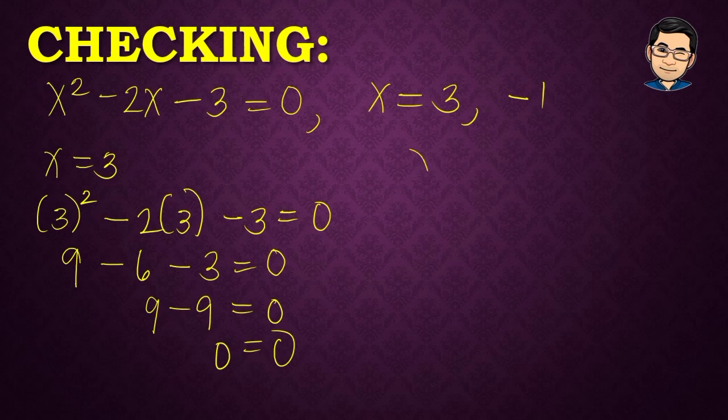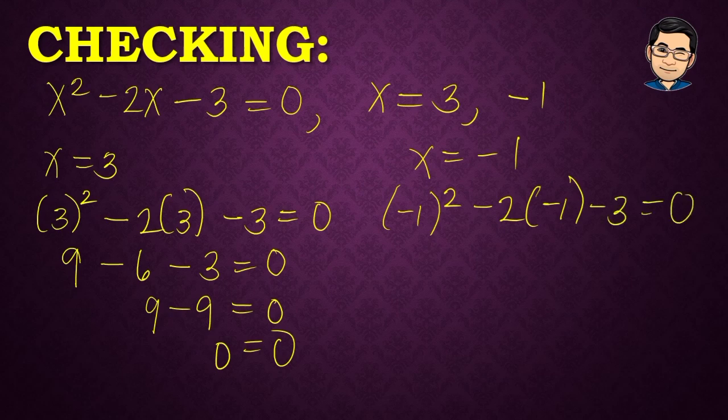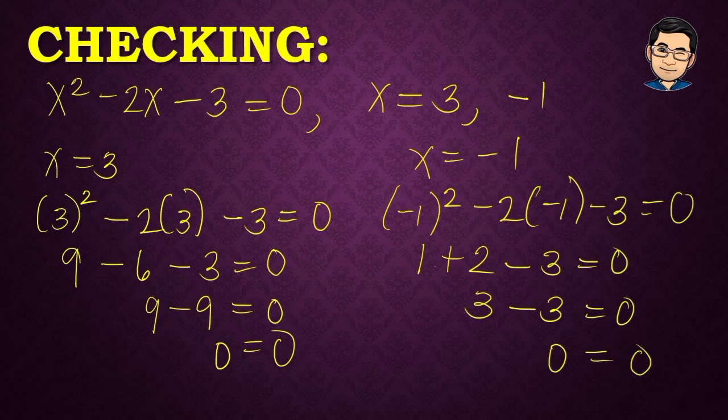Next, x equals negative 1. Negative 1 squared minus 2 times negative 1 minus 3 equals 0. Negative 1 squared, that is 1. Negative 2 times negative 1, that is 2. Minus 3 equals 0. 1 plus 2 is 3. Minus 3 equals 0. So, 0 equals 0. So, our roots are x equals 3 and negative 1.